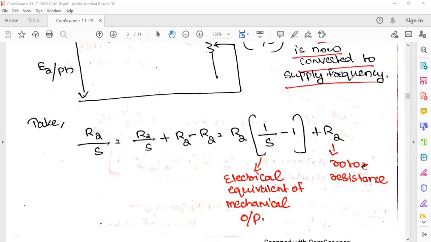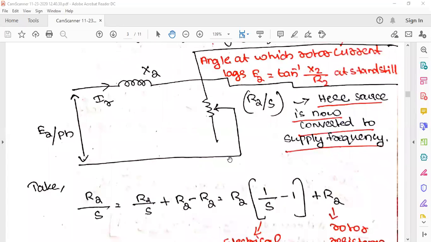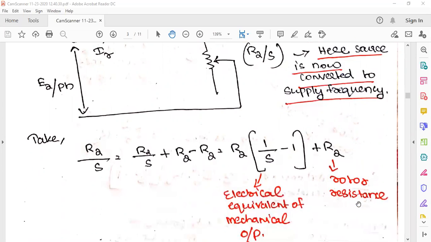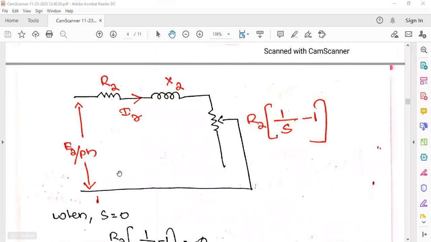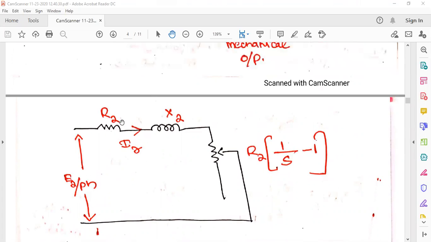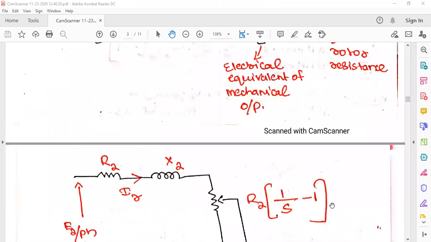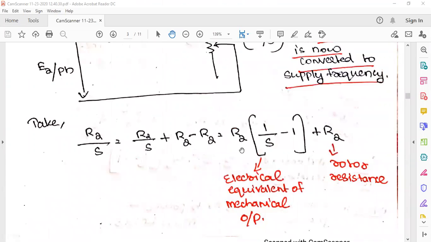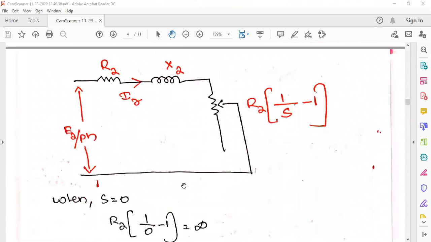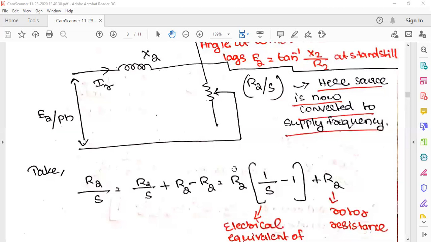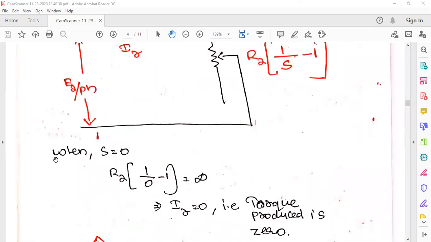Okay, so finally we arrived at this equation. This particular term R2 by S is converted to R2 into (1 by S minus 1) plus R2. So eventually we get the rotor equivalent circuit with E2 per phase, R2, which came from R2 by S, and R2 into (1 by S minus 1). Adding these two, we again get R2 by S only, and we have the X2. So this is the supply frequency only. Now we will see a different condition.